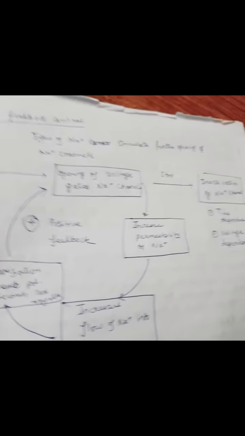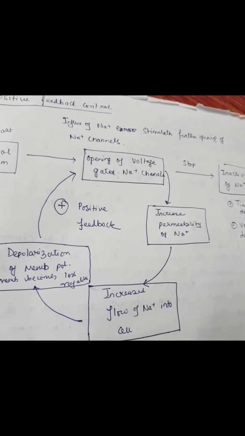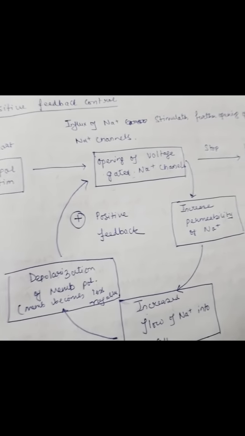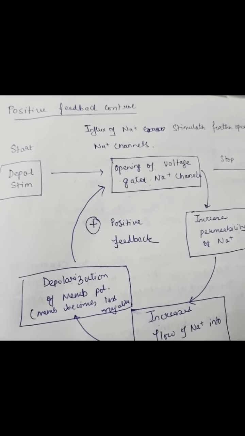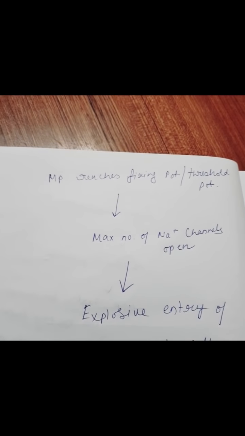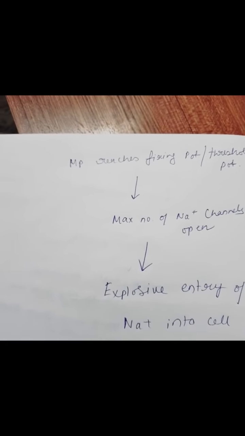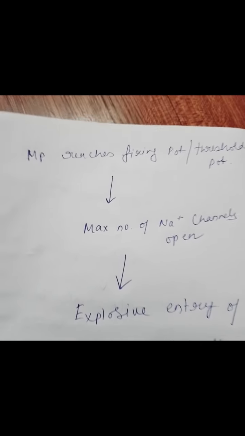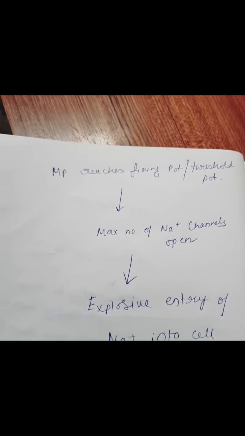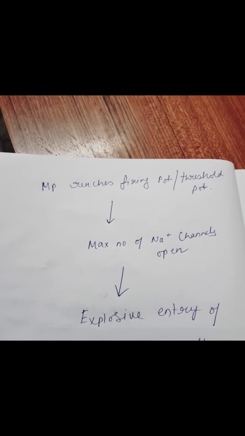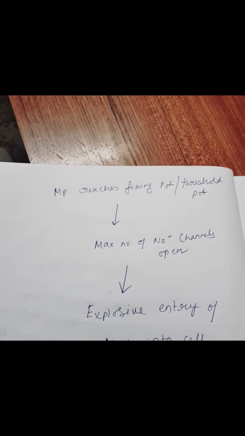So by this positive feedback mechanism, more and more sodium channels keep on opening, and as a result the membrane becomes more and more positive. Now a point is reached where the membrane reaches the firing potential, which, as we have seen, was about minus 55 millivolt for a nerve cell. So initially it was minus 70, and due to the stimulus and this positive feedback, the membrane potential goes from minus 70 millivolt to minus 55 millivolt. That is, it becomes more positive.